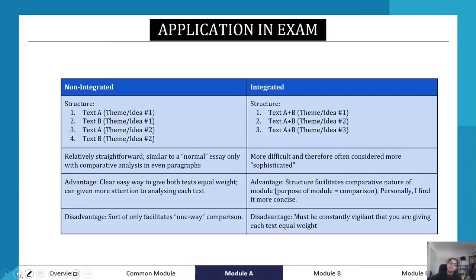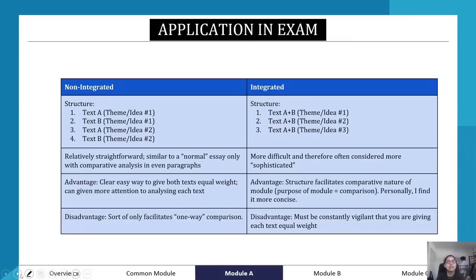Here's an integrated versus a non-integrated structure. A non-integrated structure will basically have two themes shared across the two texts, but the first body paragraph will only talk about text 1, then the next paragraph text B, then text 1 again, and then text B or text 2. So it's straightforward. It kind of resembles a normal essay.